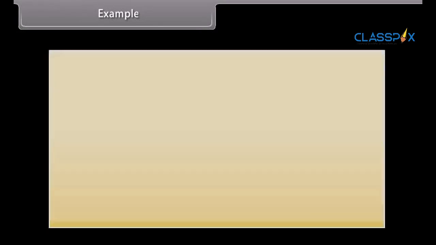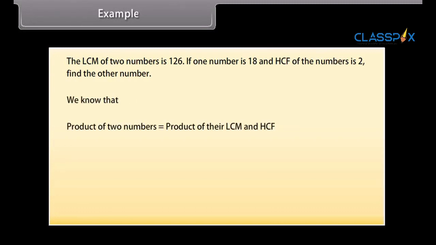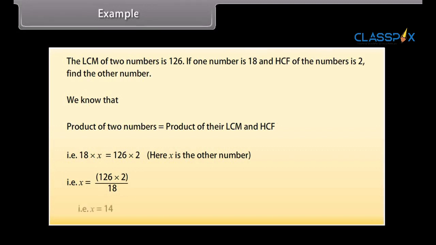Example: the LCM of two numbers is 126. If one number is 18 and HCF of the numbers is 2, find the other number. We know that product of two numbers is equal to product of their LCM and HCF. That is, 18 × x is equal to 126 × 2. Here, x is the other number. That is, x is equal to 126 × 2 upon 18. That is, x is equal to 14.